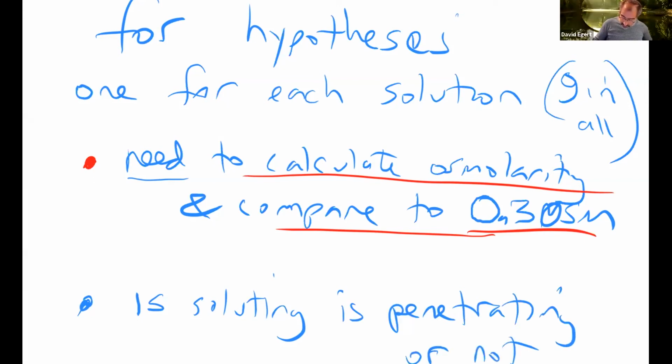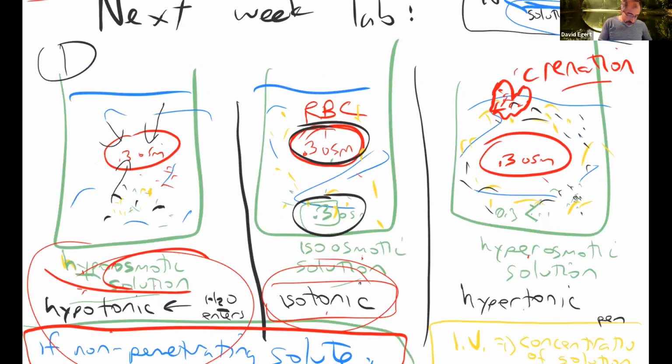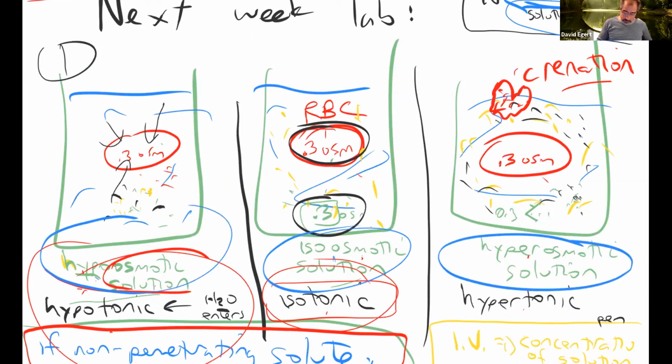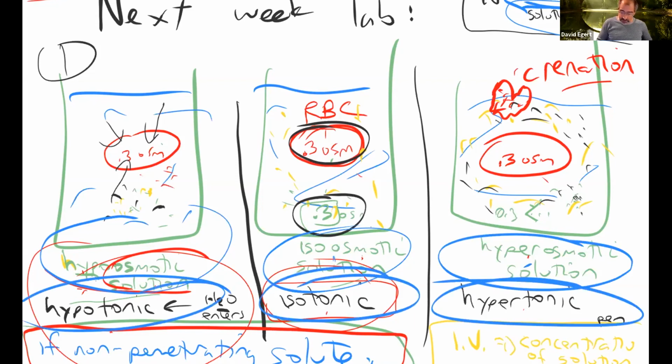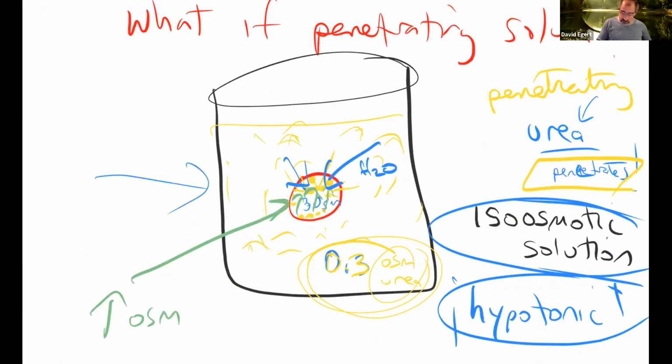Right, because if it's not penetrating, then it's easy. You compare inside and outside, figure out if it's hypo, iso, or hyperosmotic, and that's going to tell you what happens to the cell. It's going to shrivel if it's hyper. It's going to be happy and stay the same if it's iso. It's going to inflate and maybe explode if it's hypo, as long as it's non-penetrating. If it's a penetrating solute, then you've got this weird situation where it can be isoosmotic, but it can still be hypotonic and explode.